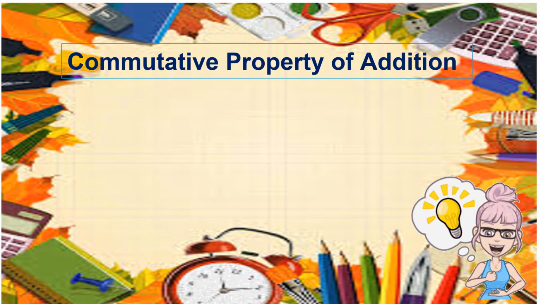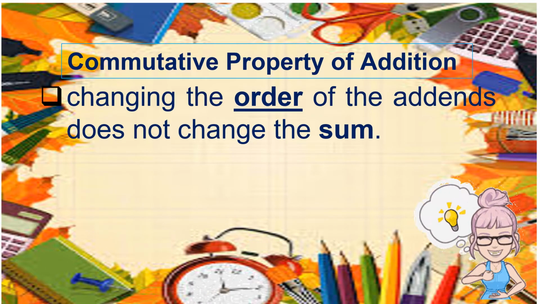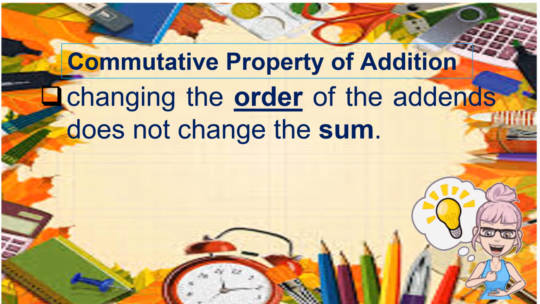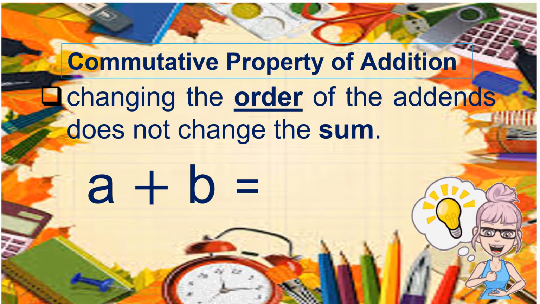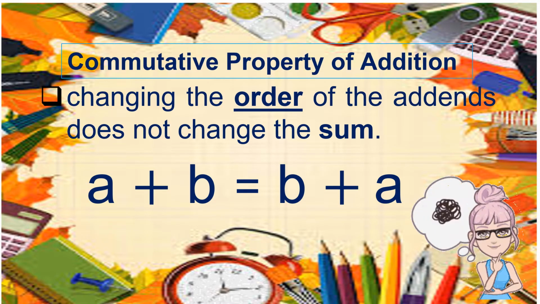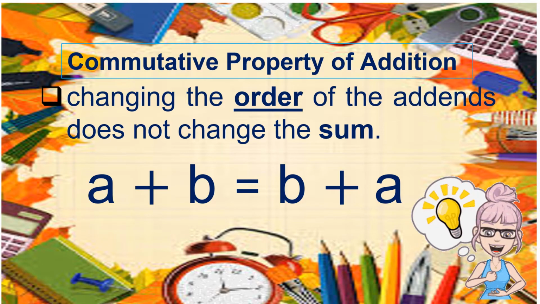The first property is the commutative property of addition. It states that changing the order of the addends does not change the sum. Supposing we have a plus b, it is equal to b plus a. So the order of your a and b does not change the sum.